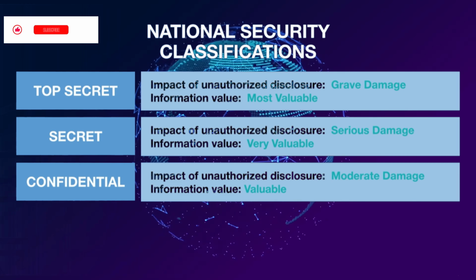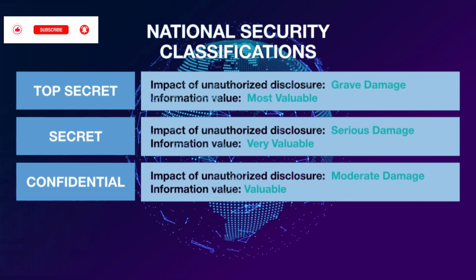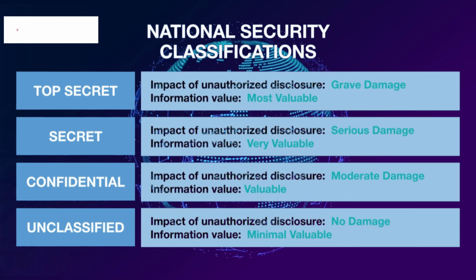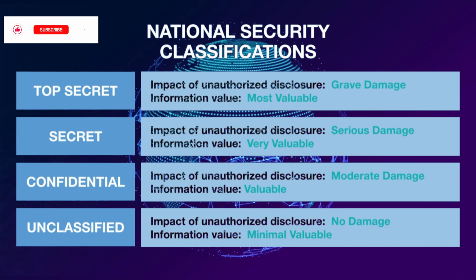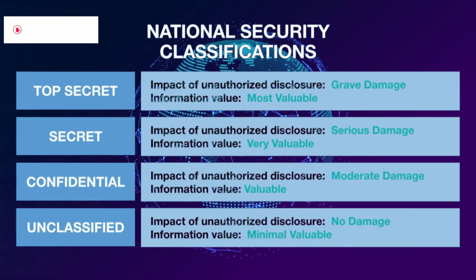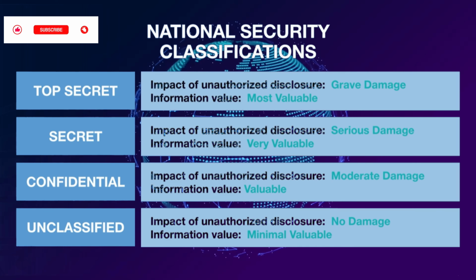And then the lowest level of classification would be unclassified, meaning if it was disclosed to unauthorized parties, there would be no damage involved, and there's minimal value that it pertains to. Unclassified information includes things that are publicly accessible on websites, things like that. The existence of military units, military branches, functions within the military, public announcements that they release. That's an example of unclassified.